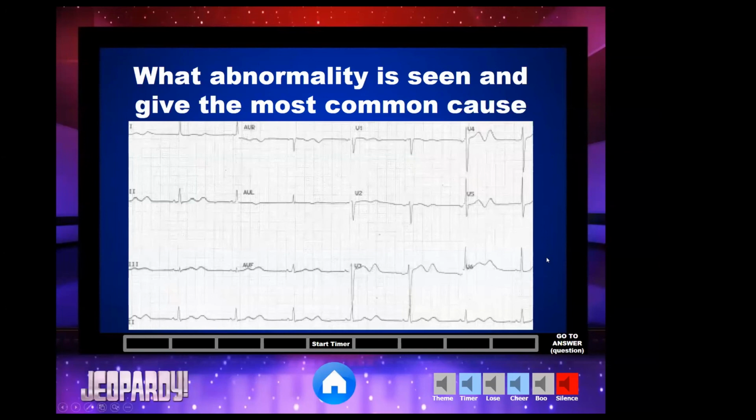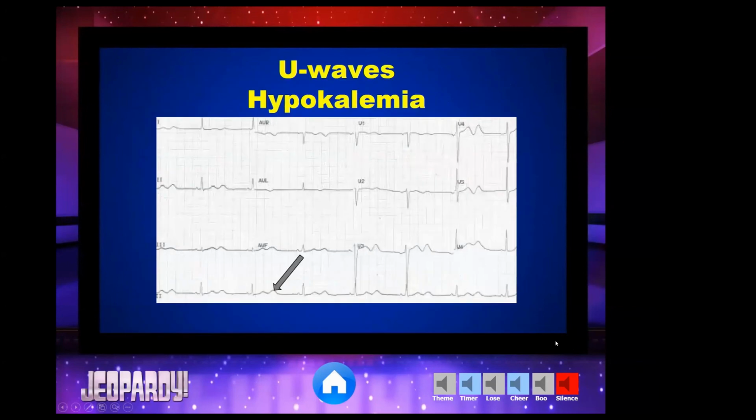All right, do we have an answer? So we're going to say U-wave and hypokalemia. Bingo, that is correct. Those are U waves, that is hypokalemia. So 200 for team 3.